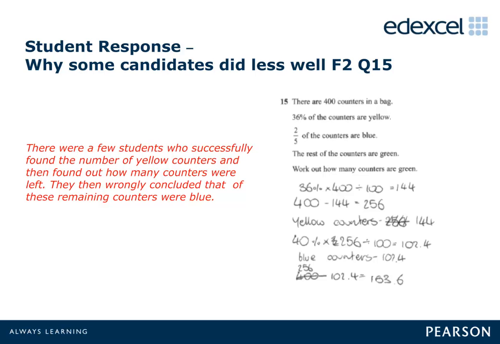From the Principal Examiner's report, there were a few students who successfully found the number of yellow counters and then found out how many counters were left. They then wrongly concluded that 40% of these remaining counters were blue. This candidate has found 40%, so 2/5, of 256, instead of 400.